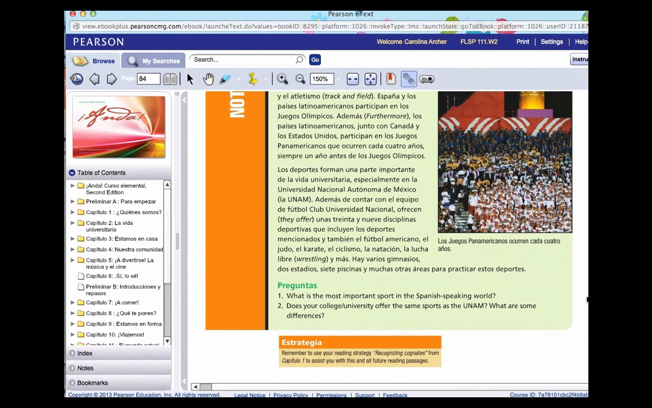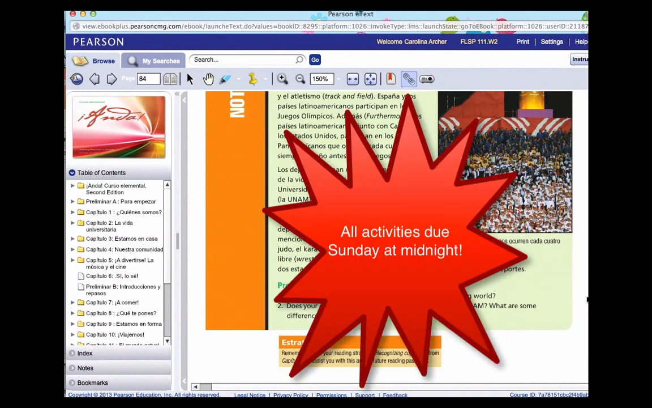Okay, and next week we're going to start Capítulo 3, and Capítulo 3 is about the house, describing the different parts of the house, and talking about chores. You know what you do around the house, household chores. We're going to do colors. We're going to start working some with irregular verbs, okay? And we're going to add more numbers, okay?